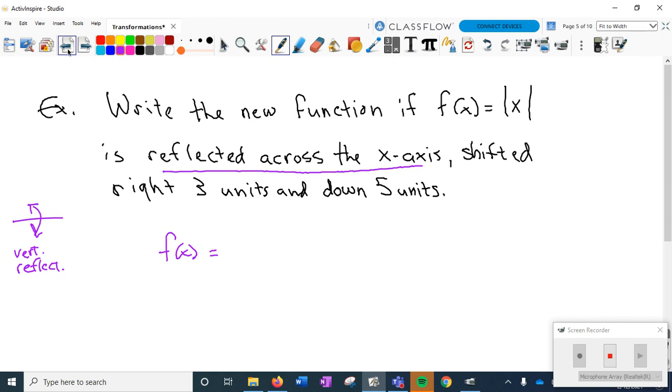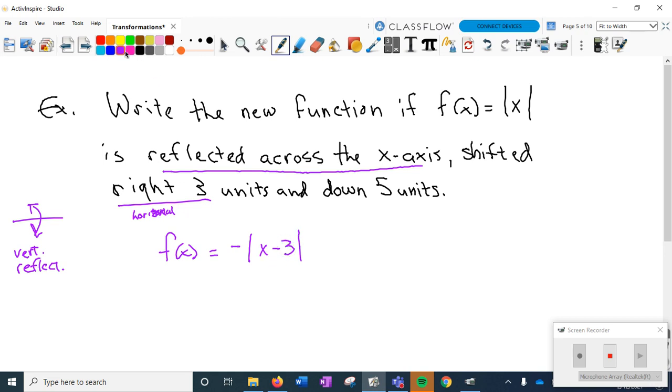Well, how do I get that to happen? A vertical reflection is multiplying by a negative, and since it's vertical, it has to happen outside. So we're going to start off with a negative, and then we're going to have our absolute value bars with an x in it. Then I want to shift it to the right 3 units. Left and right is a horizontal shift. Horizontal changes have to happen inside the function, and right is minus. Using absolute value bars is like using grouping symbols or parentheses, so this counts as being inside the original function.